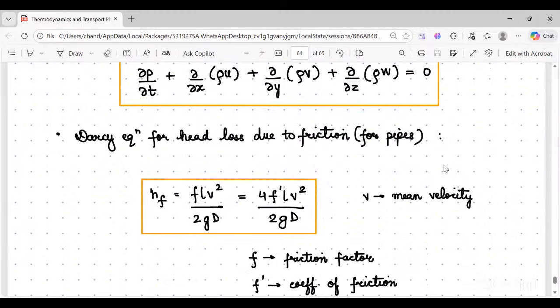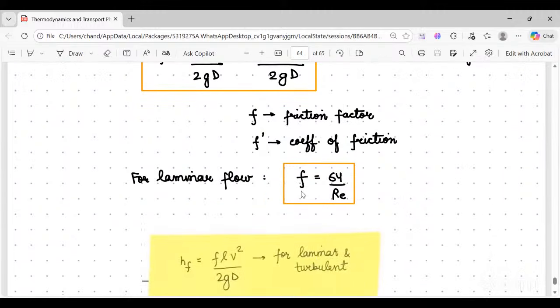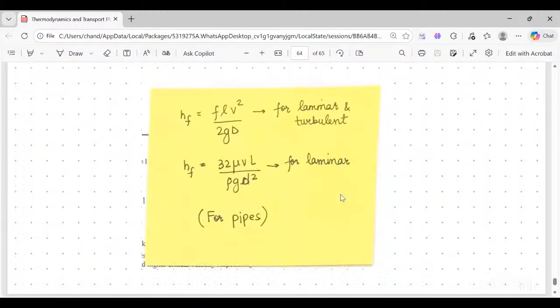Darcy equation for head loss is HF is equal to fLV square by 2gD, or 4f dash LV square by 2gD, where f is the friction factor and f dash is the coefficient of friction. You can write f is equal to 64 by Re for laminar flow. HF is equal to 32 mu VL by rho g D square for laminar flow. The Darcy equation holds for both laminar and turbulent flow.